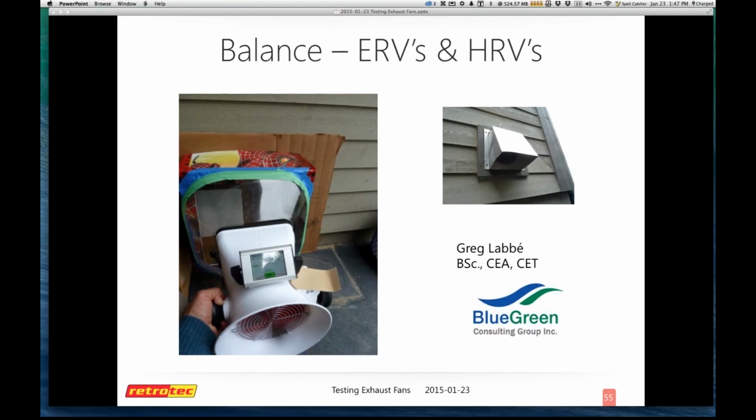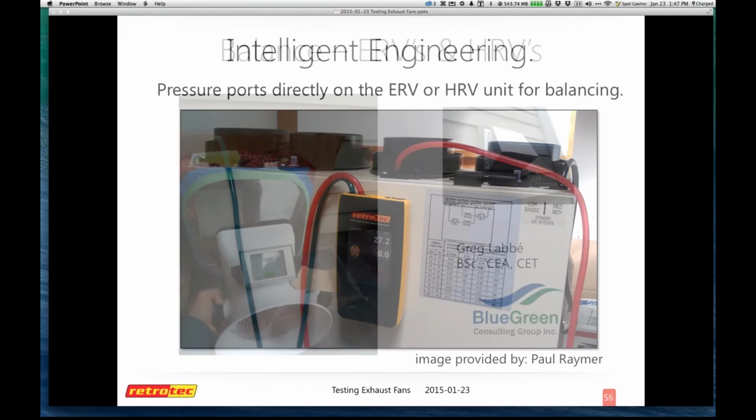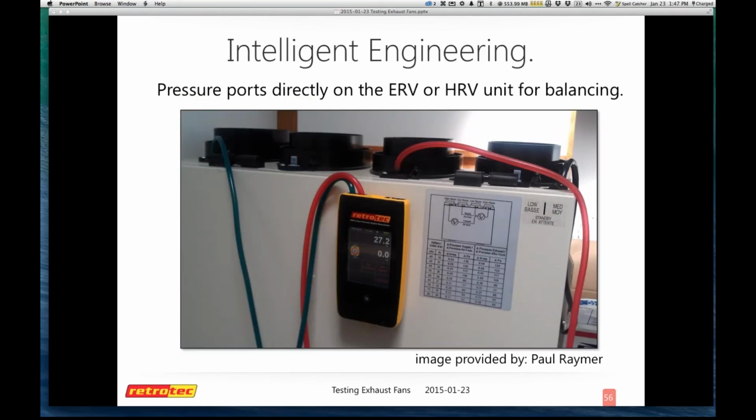If you're lucky, or it may be there and you weren't aware of it, there are more and more of these devices that are being provided with pressure ports that allow you to determine the pressures that are in your ERV or HRV. So Paul Raymer sent us this image of one of the units he had tested recently. So that makes life a whole lot easier to confirm that it is working correctly and balanced.